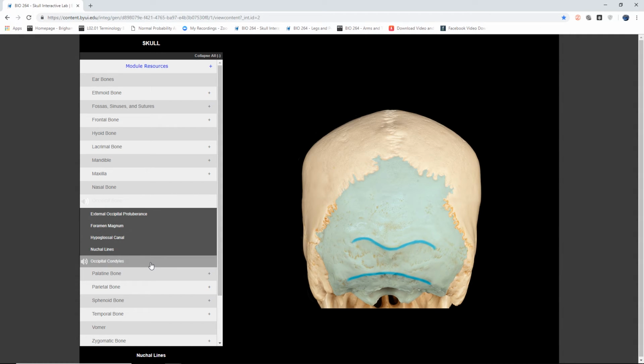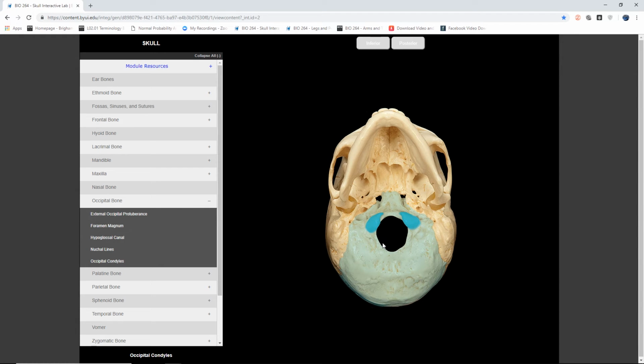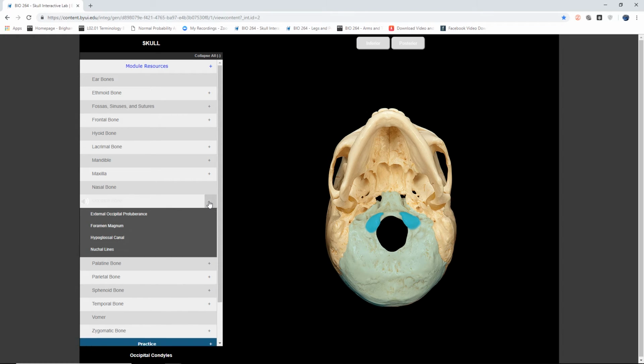Next is the occipital condyles. Remember, condyles are rounded like a Klondike bar. This is the occipital bone still. It comes all the way under here. These are the condyles.